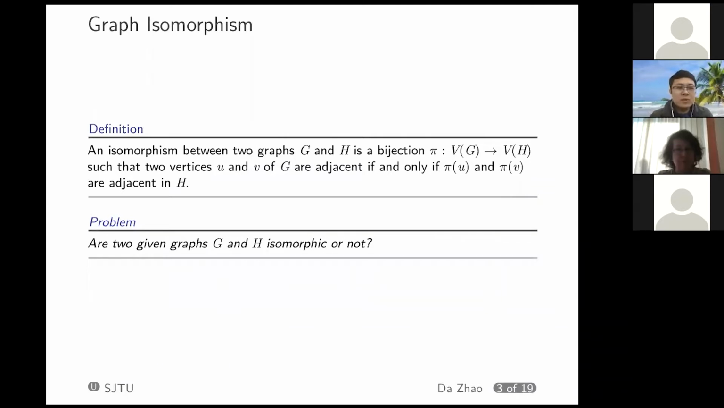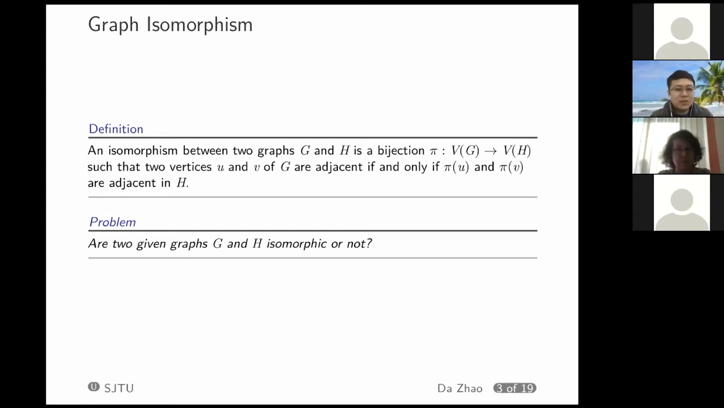An isomorphism between two graphs is a bijection which maps vertices to vertices such that it keeps the adjacency relation in both directions. So there is an edge uv in the graph G if and only if the images pi(u) and pi(v) are adjacent in H, and this map needs to be a bijection.